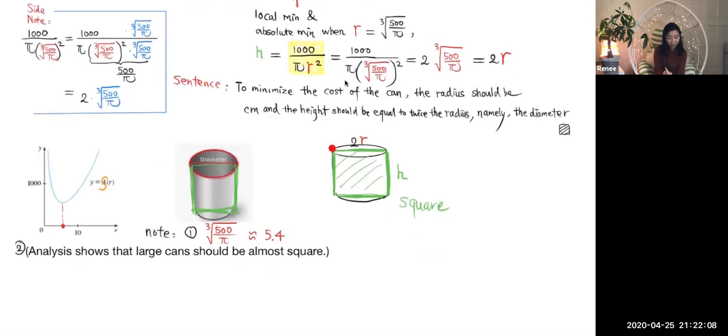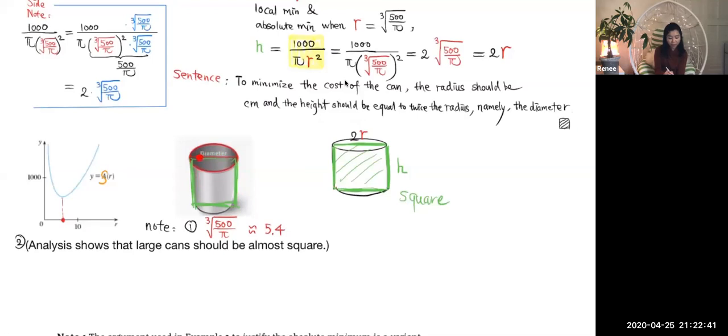Now, you can see that when you try to minimize the surface area, the height will be the same as the diameter. In other words, the cross section here is a square. Analysis actually showed that a large can should be almost square like this in order to minimize the cost of the can. So this is an example of a can where the cross section is a square.